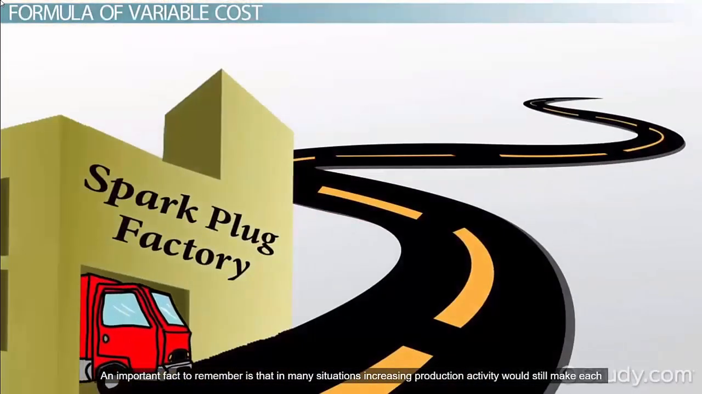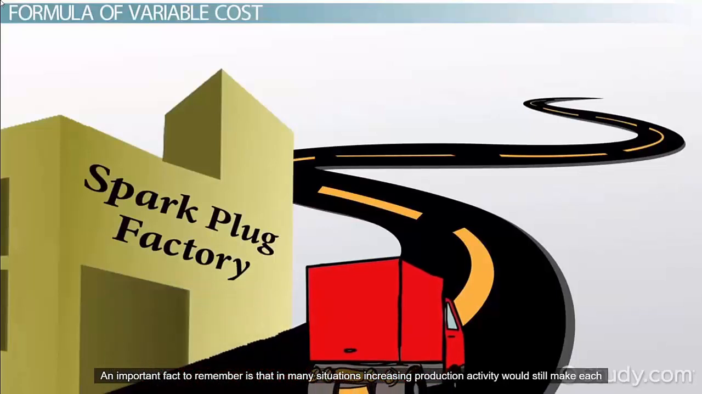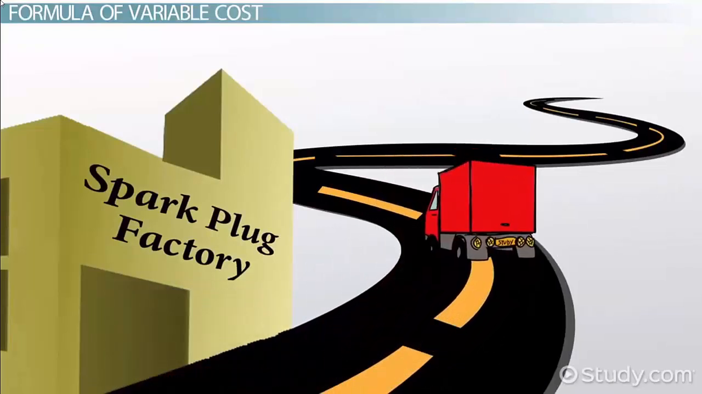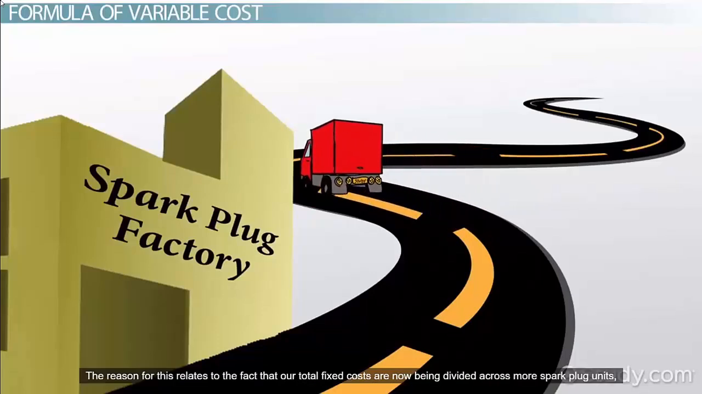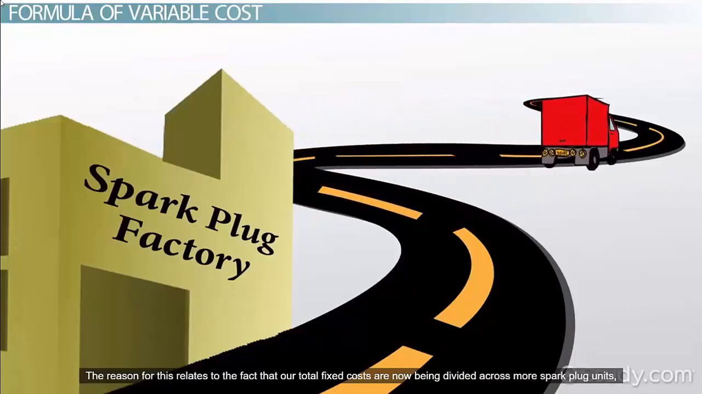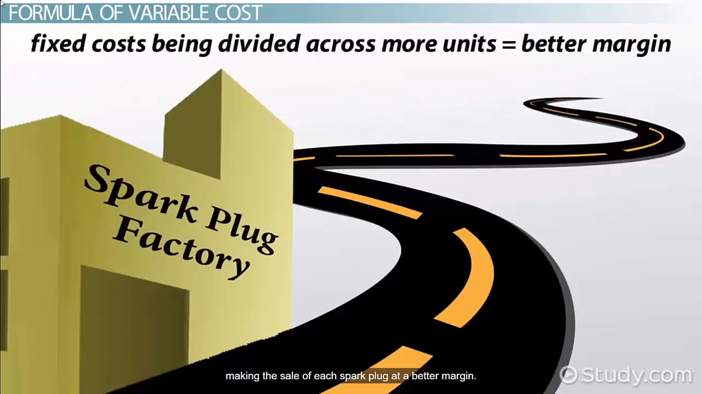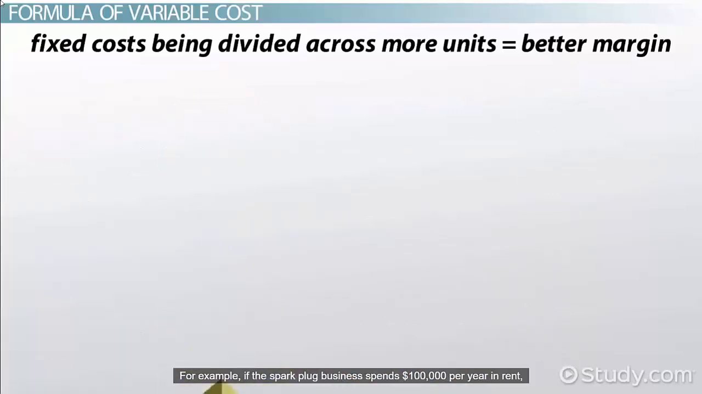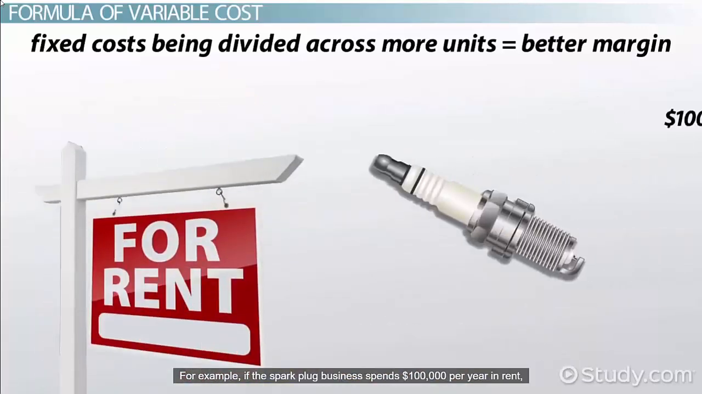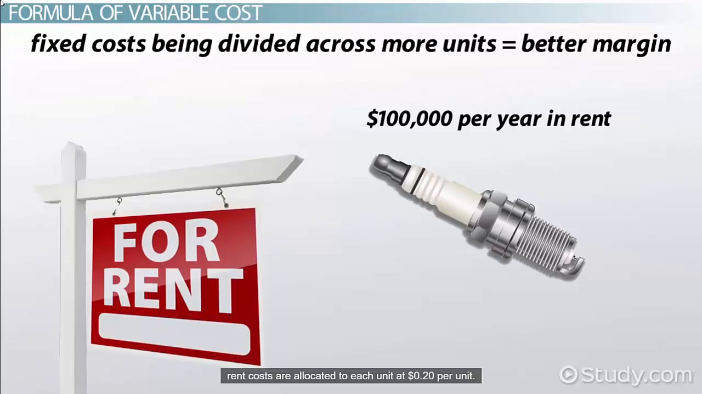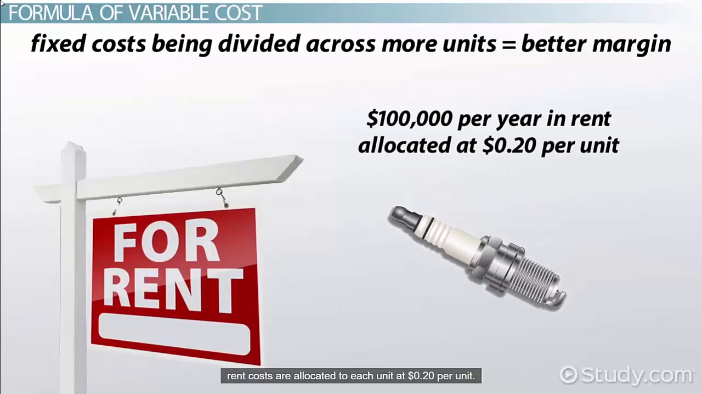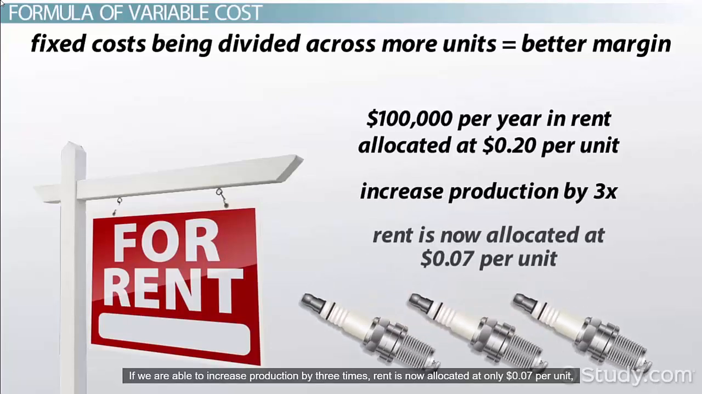An important fact to remember is that in many situations, increasing production activity would still make each additional spark plug more profitable. The reason for this relates to the fact that our total fixed costs are now being divided across more spark plug units, making the sale of each spark plug at a better margin. For example, if the spark plug business spends $100,000 per year in rent, rent costs are allocated to each unit at 20 cents per unit. If we are able to increase production by 3 times, rent is now allocated at only 7 cents per unit, creating more profit margin on each spark plug.